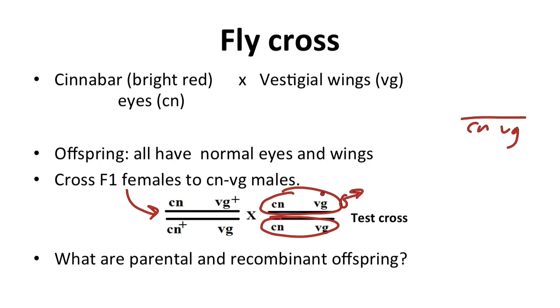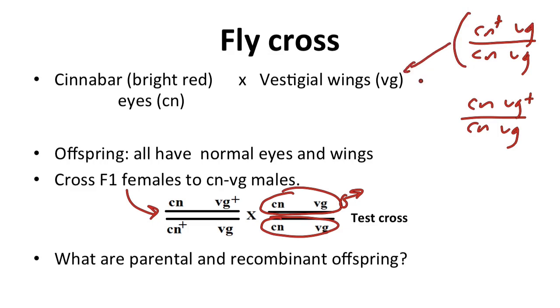If you're getting parental gametes from the female, what would you get? You would get either CN VG plus, or you would get CN plus VG. So what would these flies look like? Well, this top set of flies here would have the vestigial wings, so they would look like this parent. This bottom set of flies would have cinnabar eyes, so they look like this parent. But that would be it.